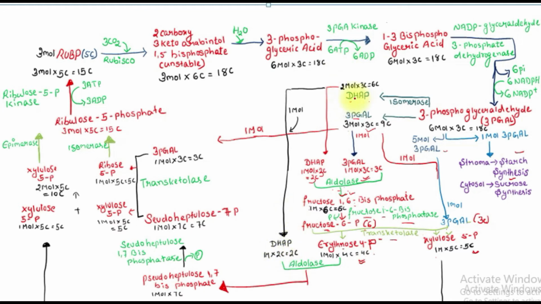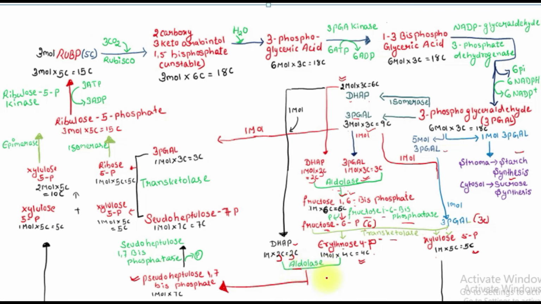Here we have utilized only one DHAP. There is another one DHAP present. So this DHAP and erythrose 4-phosphate in presence of the enzyme aldolase will give pseudoheptulose 1,7-bisphosphate. It is a 7-carbon containing compound. This DHAP was a 3-carbon containing compound and erythrose was a 4-carbon containing compound. So in total it is a 7-carbon containing compound.